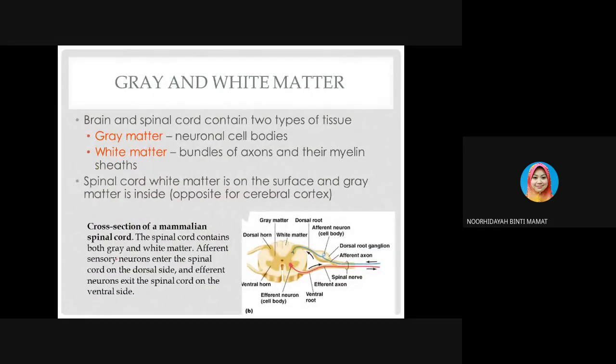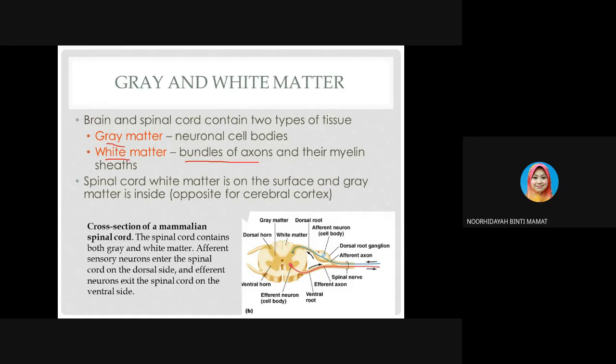Then we move to the gray and white matter. The brain and spinal cord contain two types of tissue. The first one is the gray matter, and the second one is the white matter. The gray matter is the neuronal cell bodies, and the white matter is bundles of axons and their myelin sheaths. In the spinal cord, the white matter is on the surface while the gray matter is inside, which is opposite for the cerebral cortex. As you can see from this figure, this is a cross section of a mammalian spinal cord, which contains both gray and white matter.